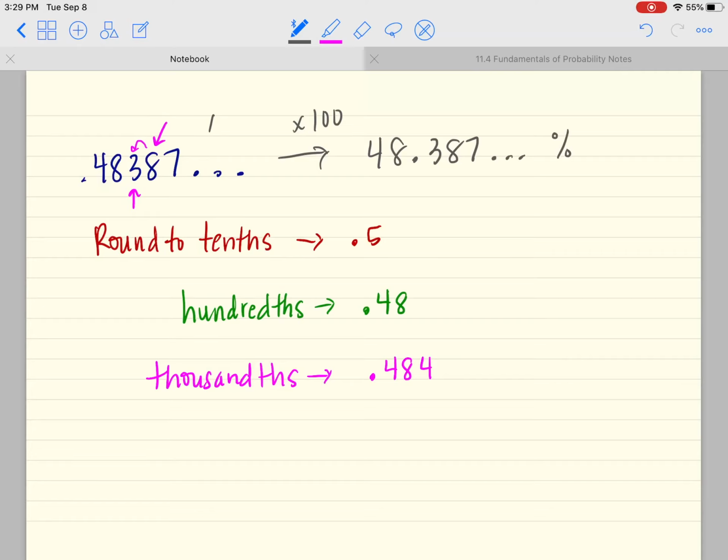Now, usually when I ask for a percent, I'm going to say round to the nearest whole percent. So if I want to round to the nearest whole, that's the ones place here. I look at the next number. Since this is a 3, this is going to stay. So this would be 48% if I was rounding that way. Okay, so I know there's a side lesson there, but I just want you to be able to enter things correctly when you do your practice.